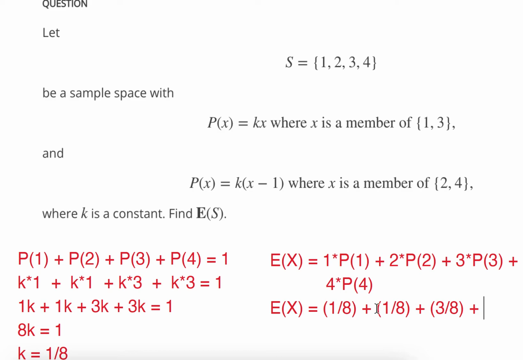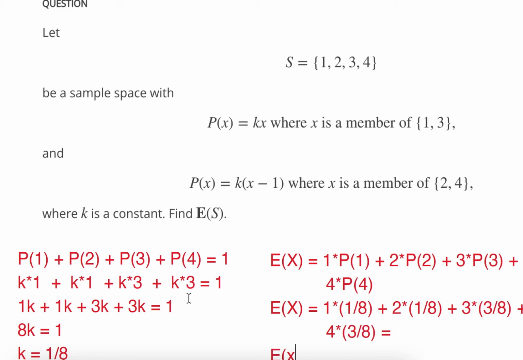Oops, I missed something here. It's supposed to be 2 times the probability. It's supposed to be 3 times the probability. I missed the expected value part, so sorry about that. I don't want to confuse anybody with messing up the formula. That's 1 times the probability of getting a 1. That's 2 times the probability of getting a 2. That's 3 times the probability of getting a 3. And then we add that to 4 times the probability of getting a 4, which is k times 3, or in other words, 3/8 again.